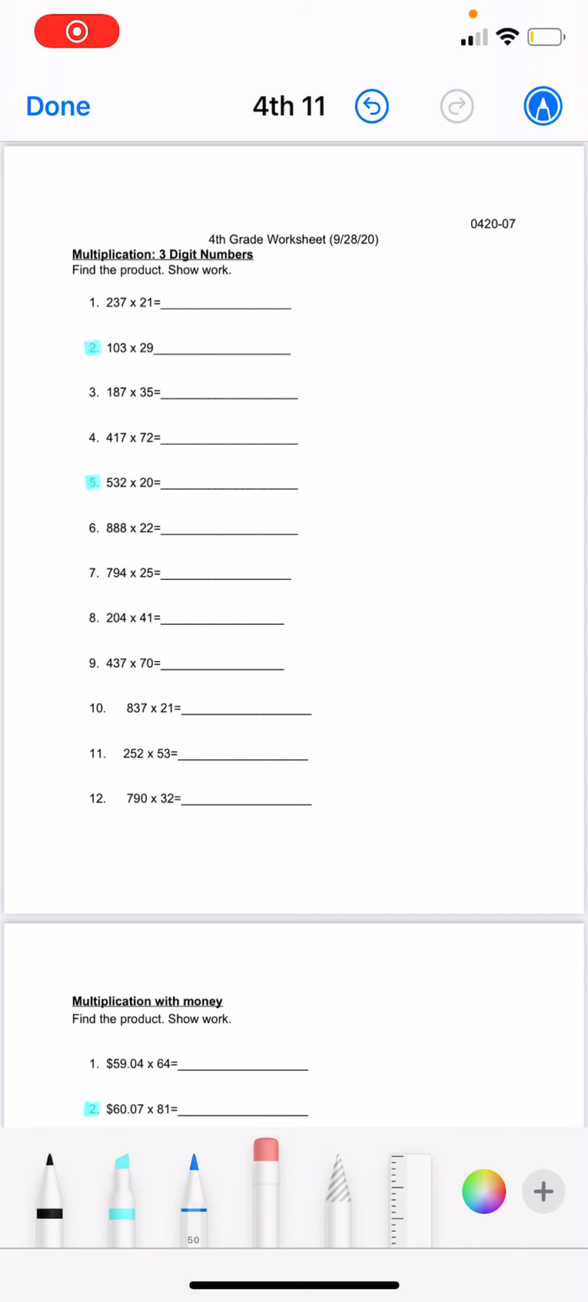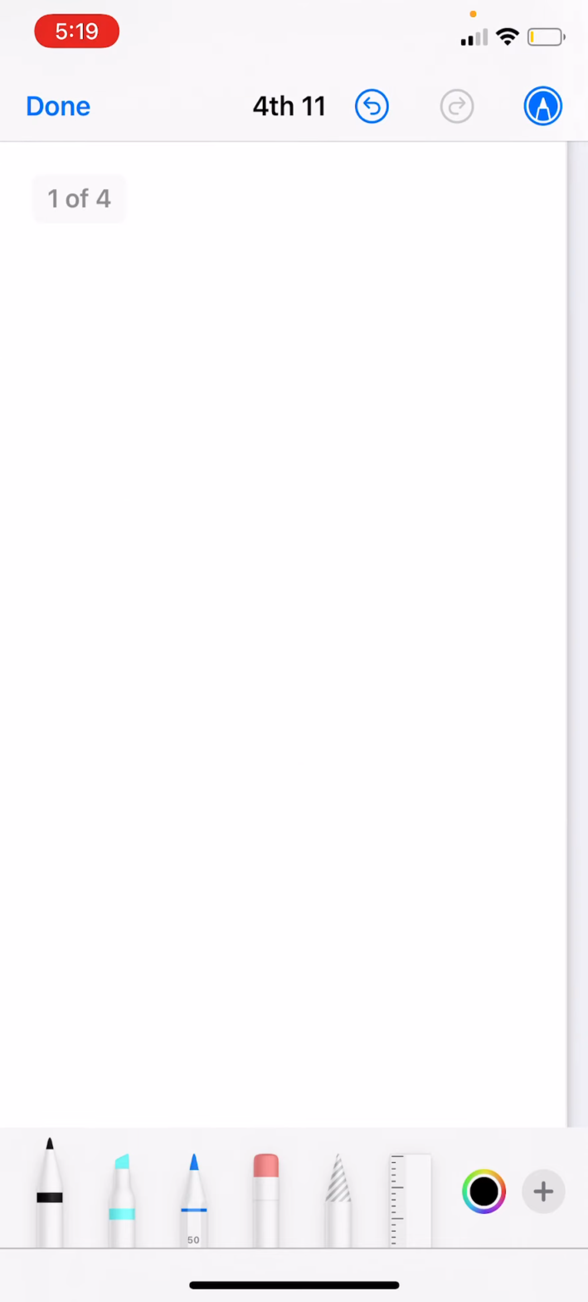Hi guys, so today we're going to be going over the 4th grade lesson 7 worksheet, starting with multiplication with 3-digit numbers. I'll be going over the highlighted problems. Let's start with number 2. It's 103 times 29, so I'm going to write it on the side over here.